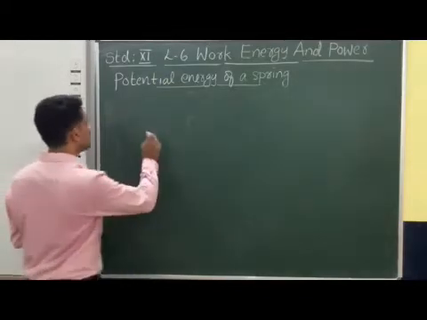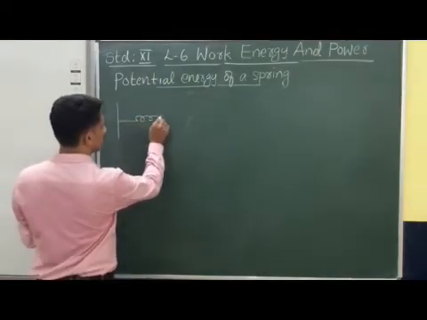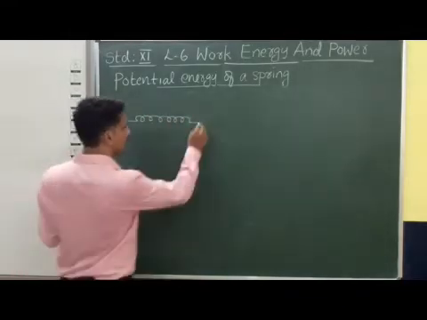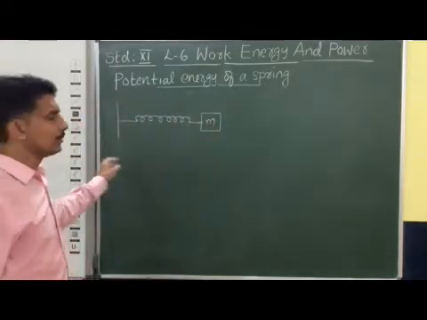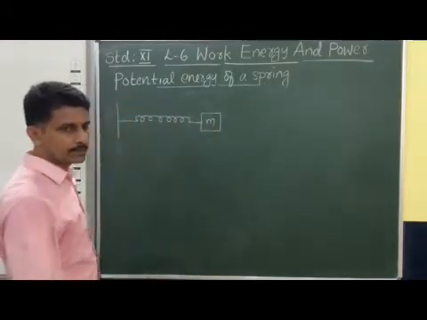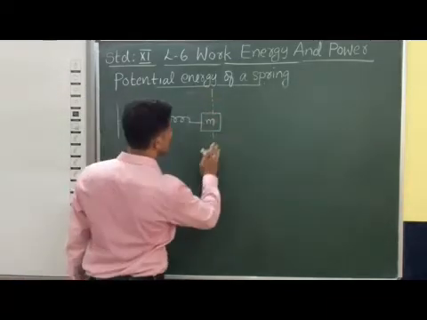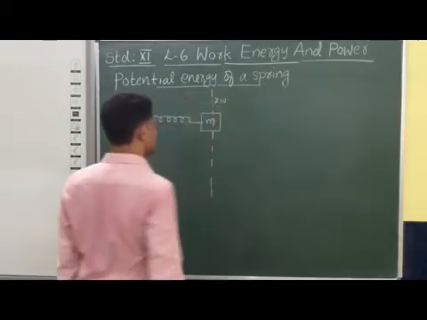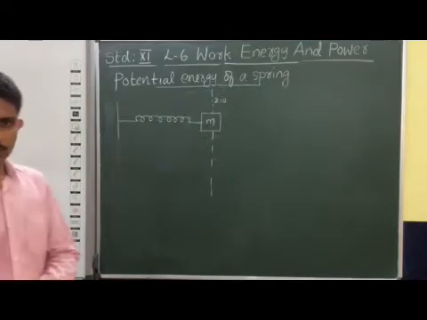In order to discuss the potential energy of a spring, we have to consider the case of a spring in which one end is fixed and on the other end a massive body of mass m is attached, which is stationary. We can say that this is the equilibrium position of this object. Let x = 0 be the mean position or equilibrium position of this object.